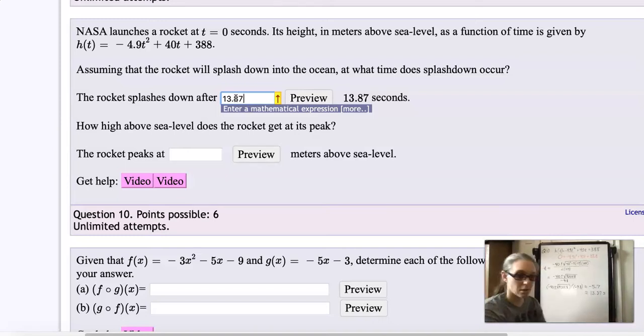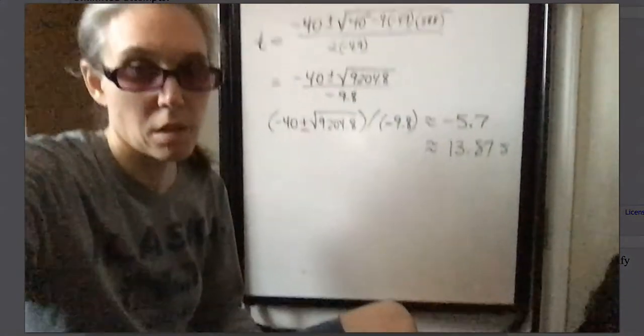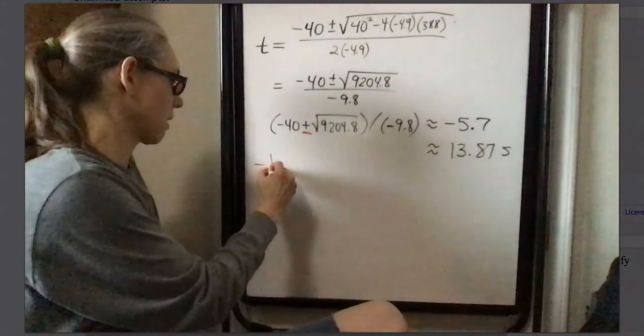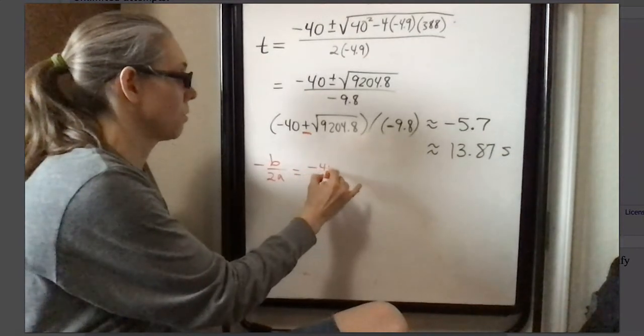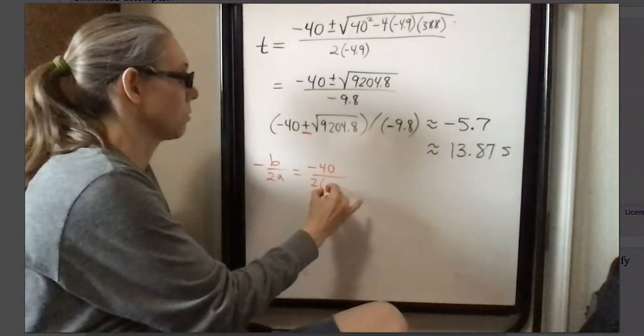Okay, so now we want to know, where does the rocket peak? The peak of the rocket occurs at the vertex, because if you have a rocket and it goes up and then it goes back down, the top of the path of the rocket is going to be the vertex of the parabola up here. So what we want to do is find the vertex of the parabola. And to get the vertex of the parabola, let's go back to the big screen. So vertex, remember, is negative b over 2a.